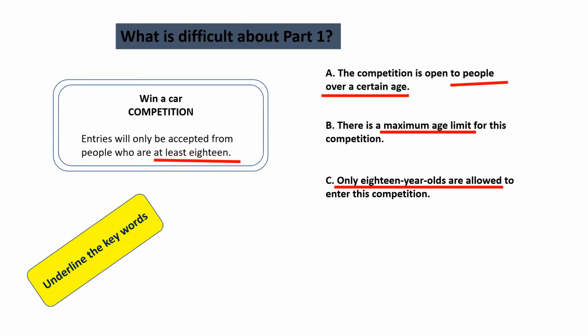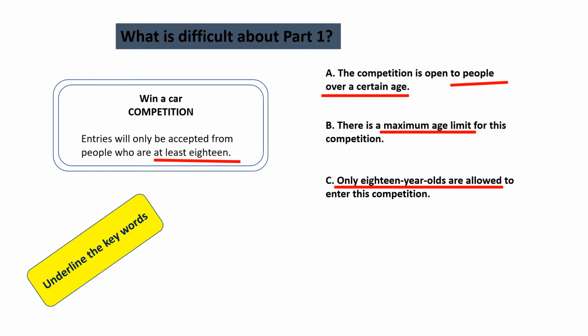We now know what the biggest problem is, but what is the best way to avoid it? In reading part 1, this is quite easy and straightforward. When you read the text and the possible answers, make sure that you underline the most important words. In our example from before, we would underline everything that is about the age of the people in the competition. So it would look like this.